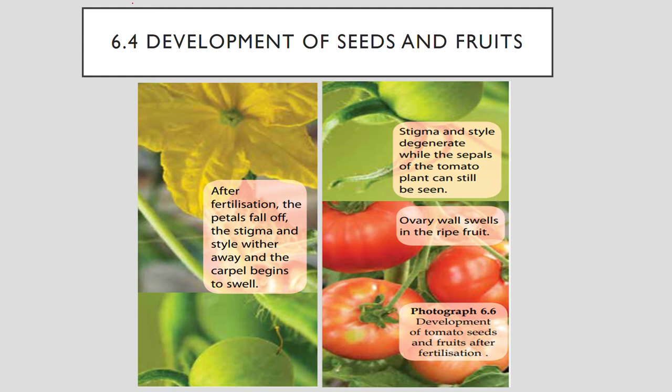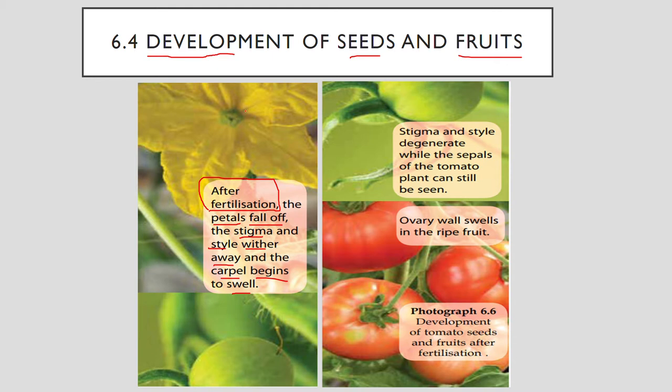Okay, so in this video, we are going to discuss the development of the seeds and fruits. In flowering plants, when you start to see fruits, you no longer see the flowers. This is what happens after fertilization, where you no longer see the flowers. Why? Because the petals will fall off. The stigma and the style will wither away, and we say the carpel begins to swell. It's like the plant is now in a state of pregnancy.